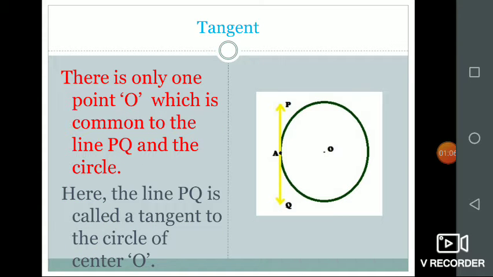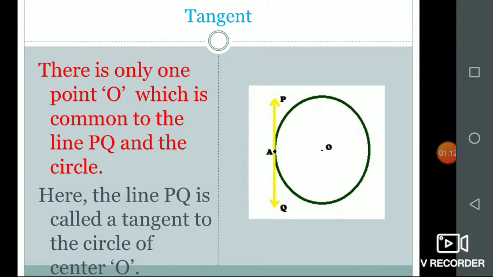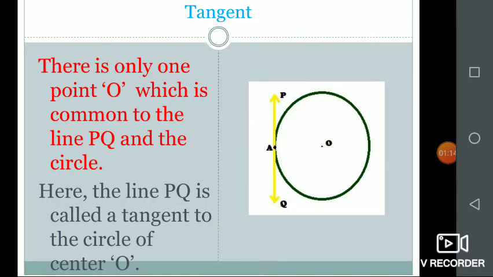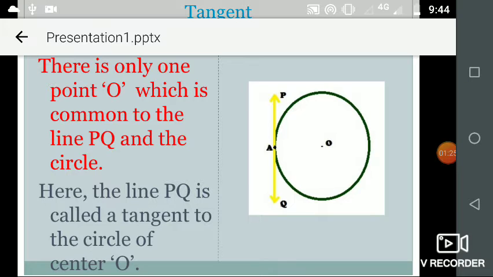Now the important point of this topic, tangent. Look at the picture here. There is only one point A which is common to the line PQ and the circle. Here the line PQ is called a tangent to the circle of center O.